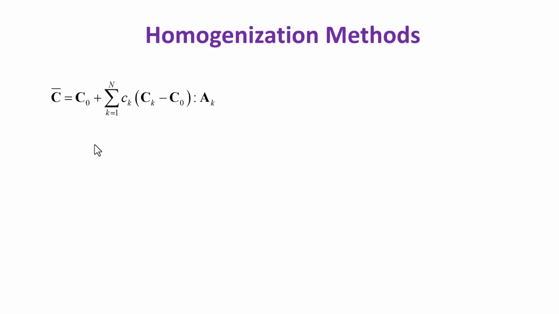Now we already have this general expression for the effective stiffness. All we need to do is to compute the global strain or strain rate partitioning tensor for all the constituent elements. Homogenization methods differ in how A_k are computed and the medium selected for the computation.